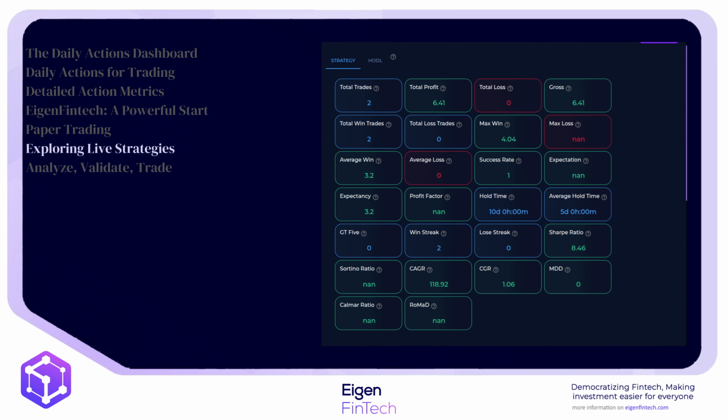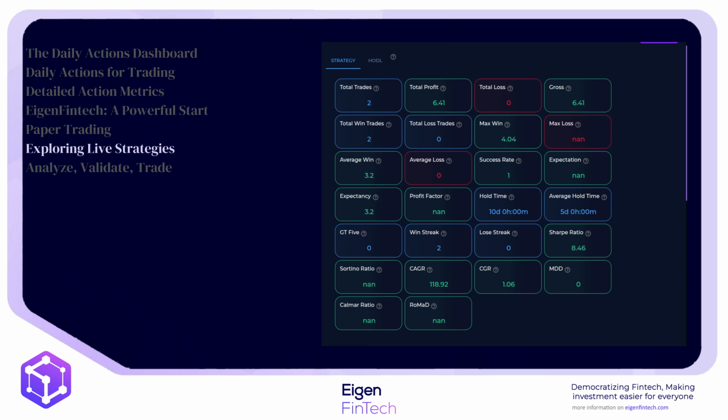For each strategy on the Live Strategies page, you get a comprehensive set of performance metrics. This table gives you a complete picture of a strategy's historical behavior on that specific asset. You'll find metrics related to profitability such as total profit, profit factor, and average win.